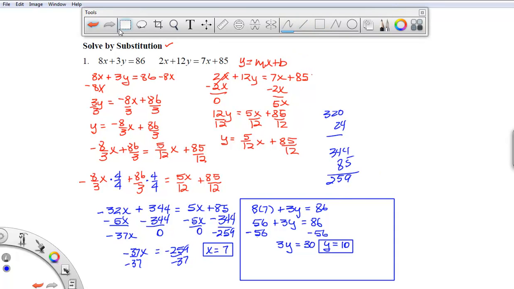So my solution for solving 1 by substitution is my x is 7 and my y is a positive 10. Okay, so there we go. Now if you want to check this, you'll go ahead and put 7 in for this x, put 10 in for here, and then when you do the arithmetic, I should end up getting 86. Okay, let's move on to problem number 3.